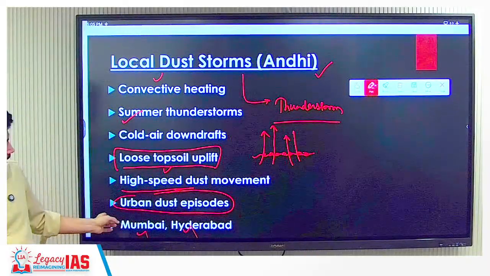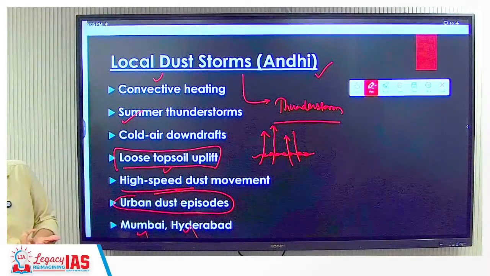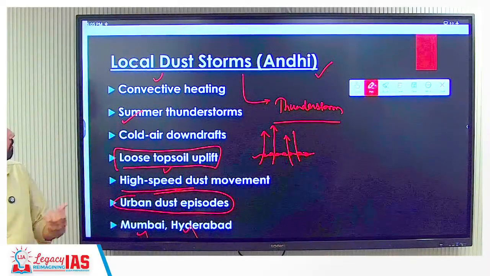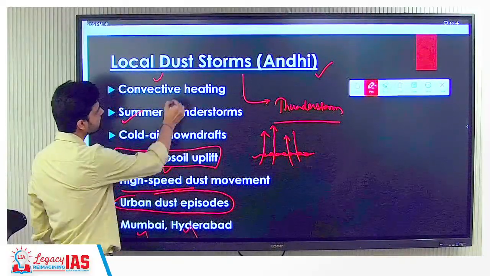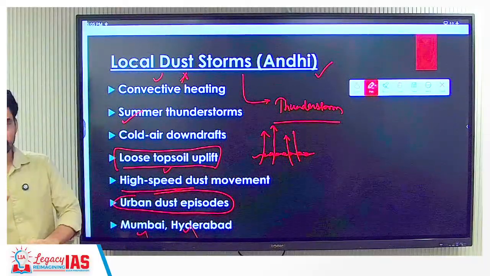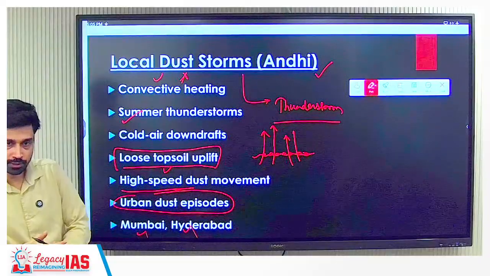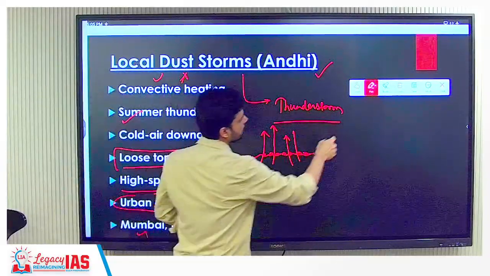Northern India, such as Mumbai and Hyderabad, right? Why is it so? Because strong convective heating is taking place. In Bangalore, if this happens, dust storm will not be seen. What is the reason? From the Arabian Sea, sufficient moisture is sometimes brought, and then you have rainfall as such, right? So that also is the reason.